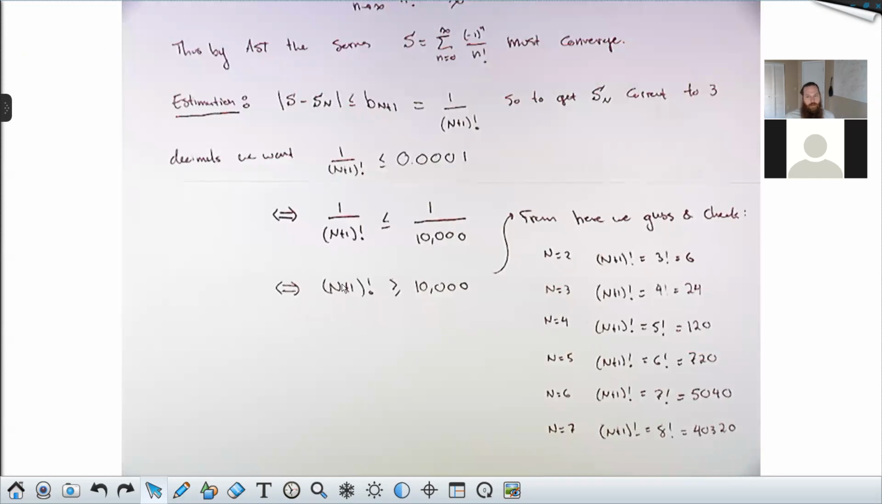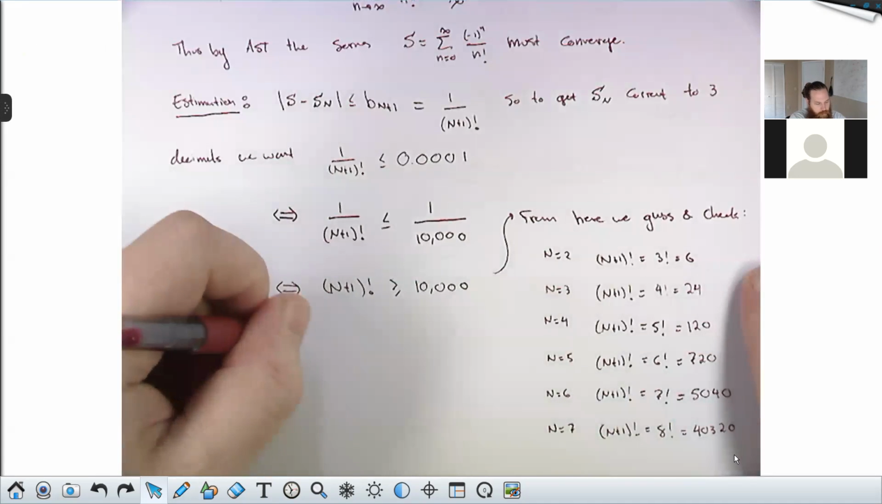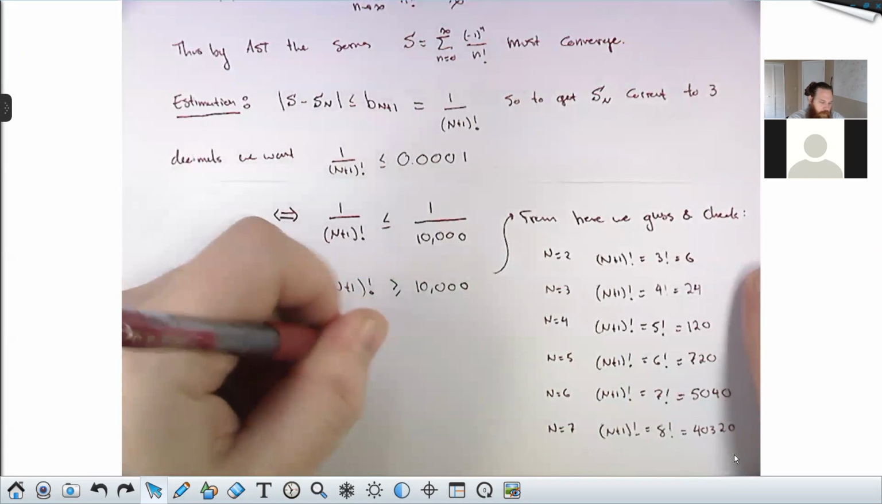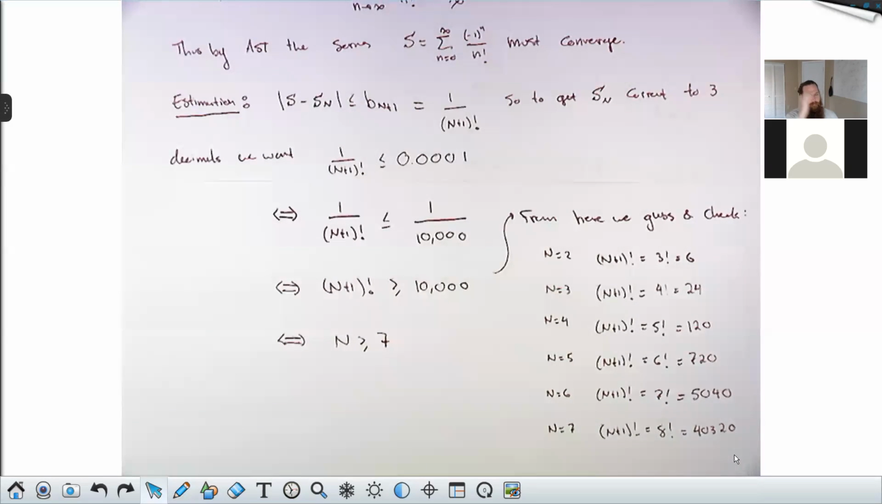So what's the first value of N such that this inequality is true? Well, N equals 6 wasn't quite big enough, but N equals 7 was. So this is true provided N is bigger than or equal to 7, which means I could use S7.